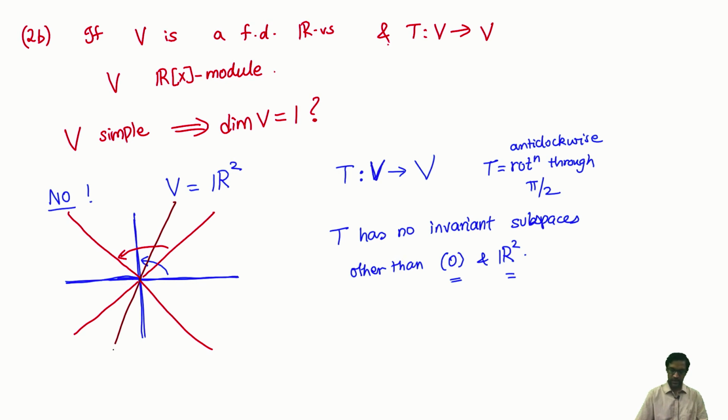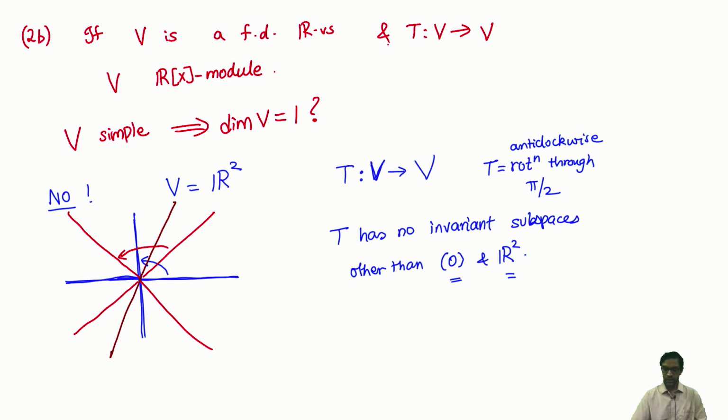Can this line be T invariant? Well, what does T do to this line? It doesn't map this line back to itself. It maps it to the line which is at a 90-degree angle to this one. So just from the geometrical definition of T, it's clear that it cannot map any line to itself. It has to move every line and map it to a different line.